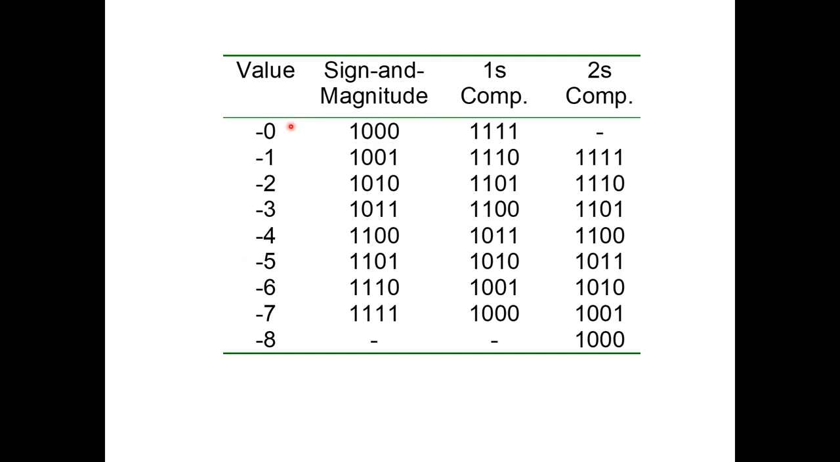For negative numbers, -0 in sign and magnitude is 1000. So remember, the first bit is the sign bit and the rest is the value. Whereas in 1's complement, the first is of course the sign bit, and these 3 value digits will be reversed, and there is no 2's complement that exists for -0. For -8, there is an advantage of the 2's complement method: there is an extra value you can represent. 1000, which was -0 and meaningless here, can be utilized here to represent -8. So you get one extra value in the 2's complement method.